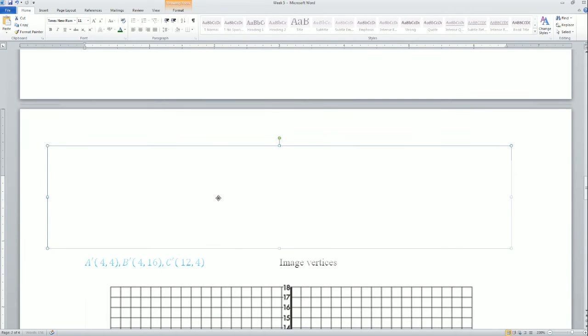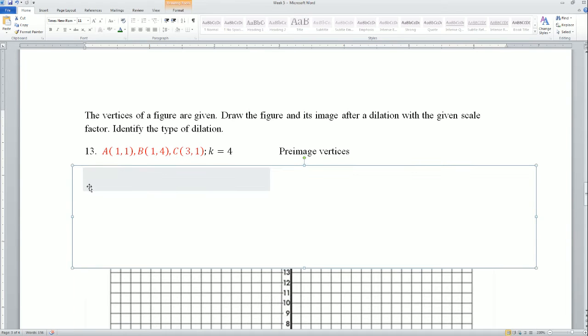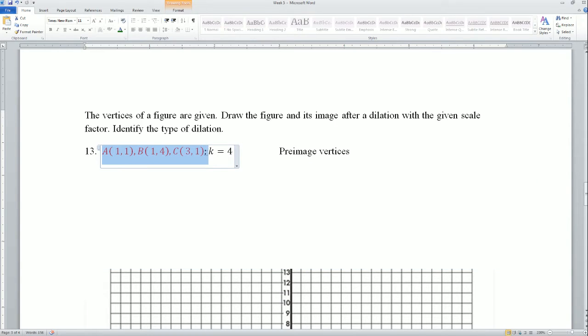All right, next one. So what we have here is 13. The vertices of a figure are given. Draw the figure and its image after dilation with the given scale factor. Identify the type of dilation. Here you're given the 3 points for the pre-image, and the k here is equal to 4. That means the scale factor is 4.